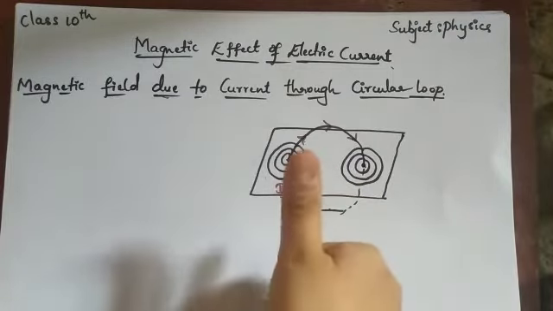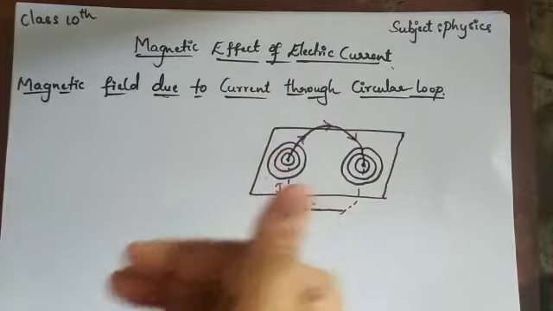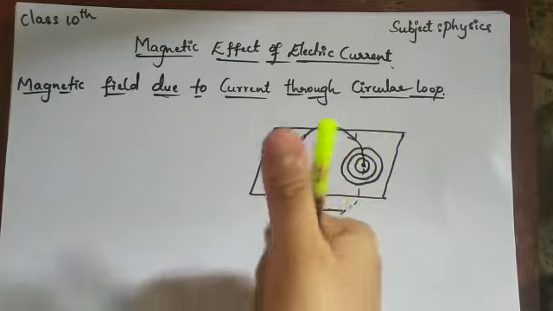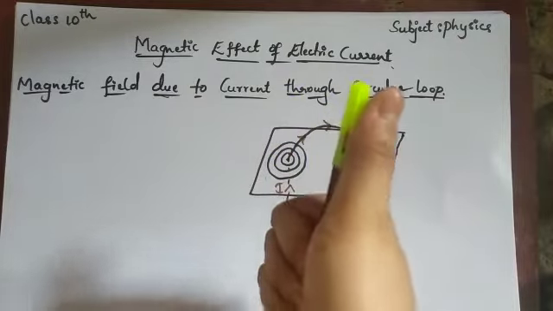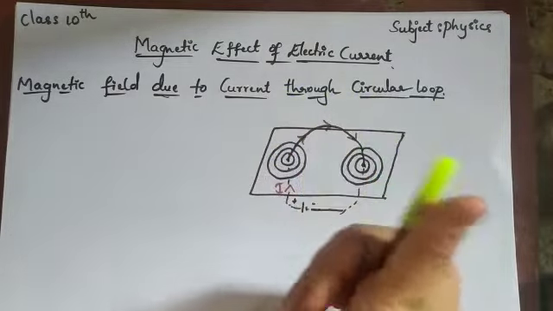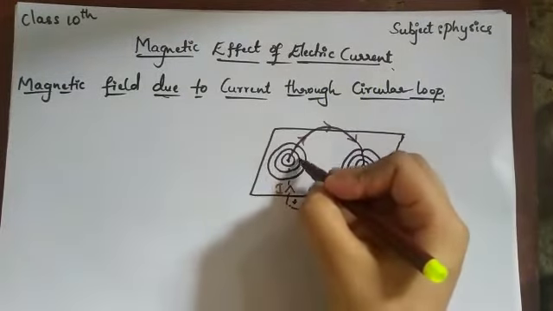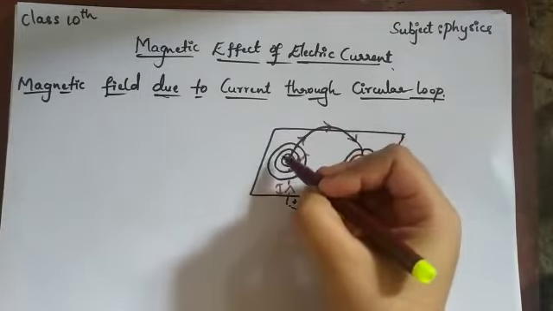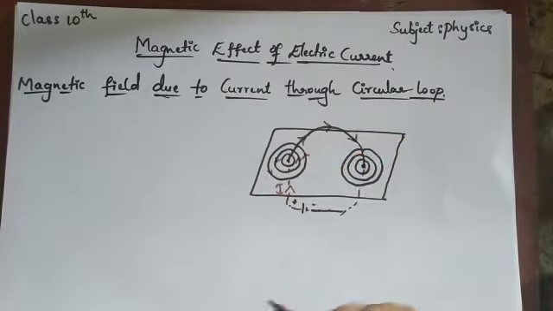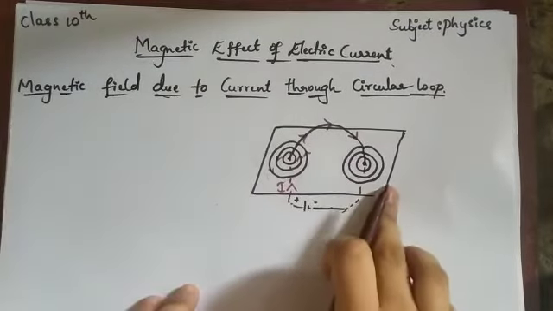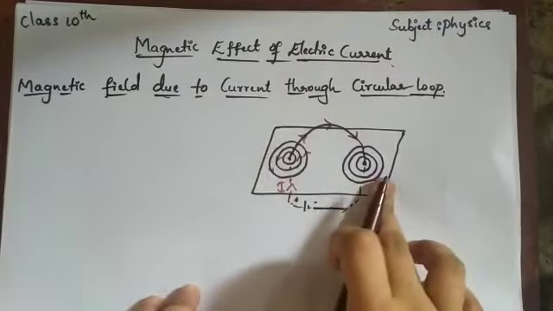If the current is flowing in the upward direction, what happens? If I consider this as a straight conductor with the current flowing in this direction, then the magnetic lines will be in this direction. That means I can show it. This is the direction of the magnetic field. Now I'll consider the same thing in the next conductor, where the current is flowing in the downward direction.